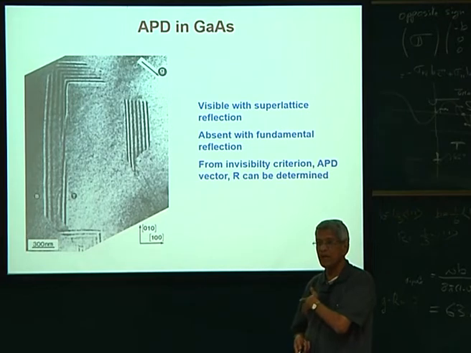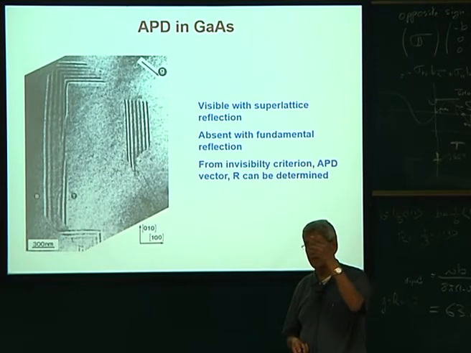So this will be visible under some conditions. Here the antiphase boundary vector will be half 110 type. Depending upon that, for some reflections it will become absent. On that basis we can decide.